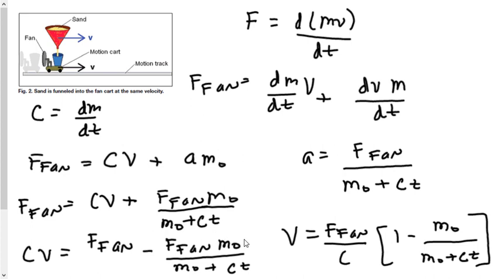We're then going to just rearrange this expression. We're going to take this expression over to this side. So cv equals the force of the fan minus this expression here. And then factoring out the force of the fan and dividing by c, we get velocity equals the force of the fan divided by the rate at which the mass is changing, which is c, multiplied by 1 minus m naught over m naught plus ct. So that's a pretty reasonably easy explanation for that situation.